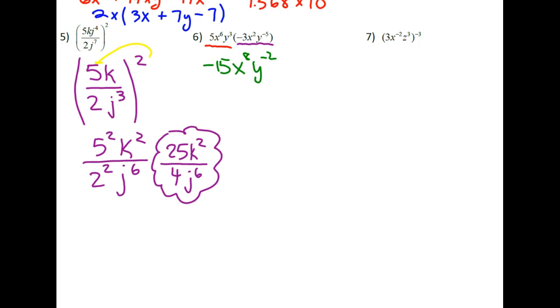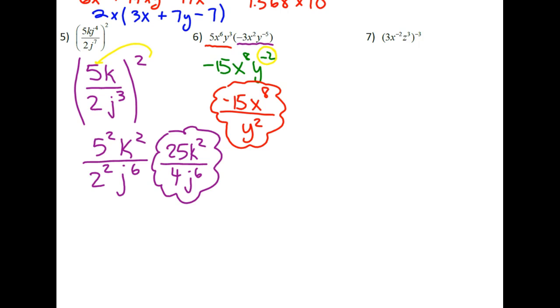All right, is that my final answer? I hope not. Why not? Because you can't have these negative exponents in your answer. So to clean that up, you're going to put that down in the denominator. Your final answer is going to be negative 15x to the 8th all over y to the 2nd. So if you move that down in the denominator, then that becomes positive.